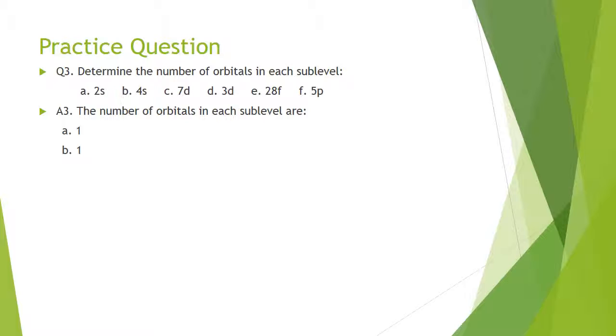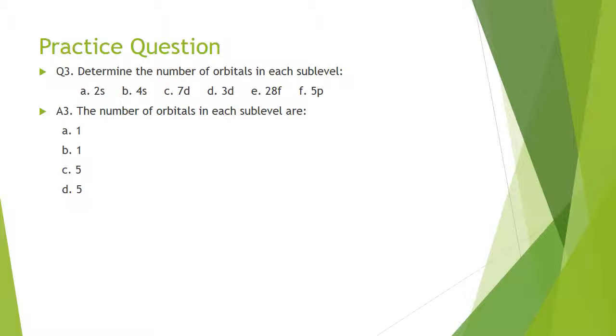Next we have the 7d sublevel. Well, that's going to be 5 orbitals. Again, what you're worried about isn't the fact that it's 7d, just that it's d. Any d sublevel, 5 orbitals. So likewise for question D, the 3d sublevel, that would be 5 orbitals. It's a d sublevel.